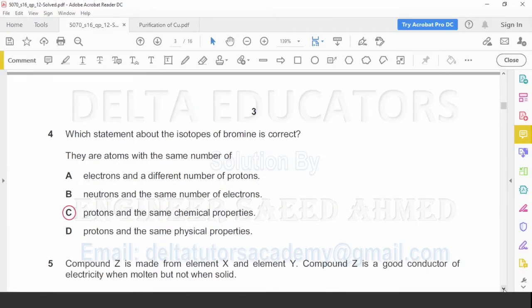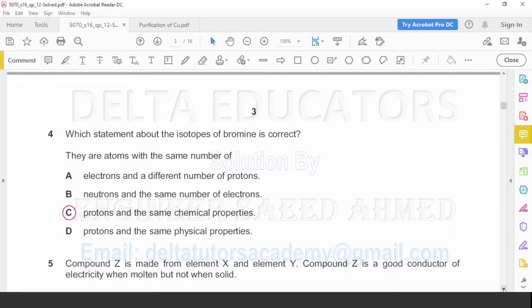Question number 4. Which statement about the isotopes of bromine is correct? Option A: they are atoms with the same number of electrons and a different number of protons. Isotope means same atomic number but different mass number. Or we can say isotope means same number of protons but different number of neutrons. In a neutral atom, the number of protons and electrons are equal. So isotope means same number of protons or electrons but different number of neutrons.